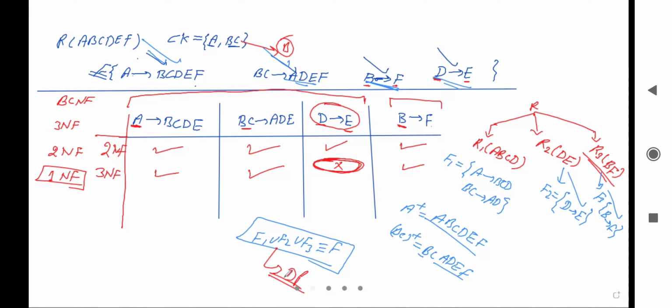Okay, fine. Now let's see the lossless join decomposition. So let's check R1 intersection R2. What is the common attribute between these two? D is the common attribute. Now D is the attribute, and is D the super key for any subrelation? Yes, D is the super key for this subrelation, because D goes to E, D is the candidate key. So this will be the super key for subrelation R2.